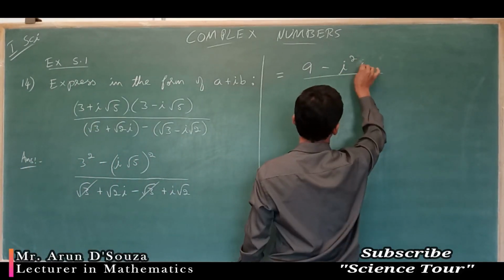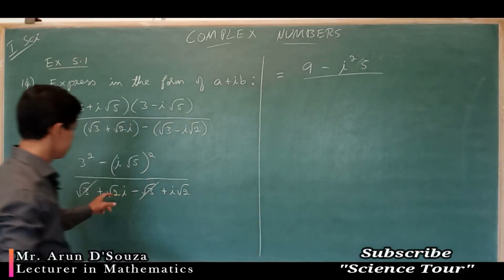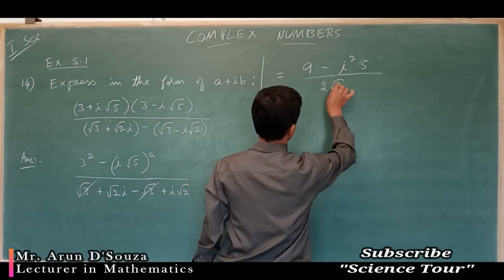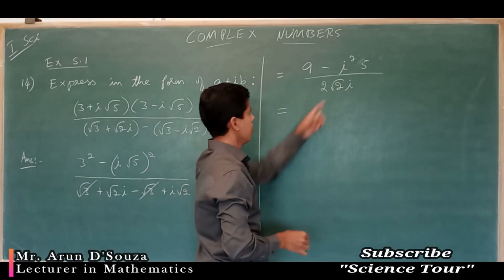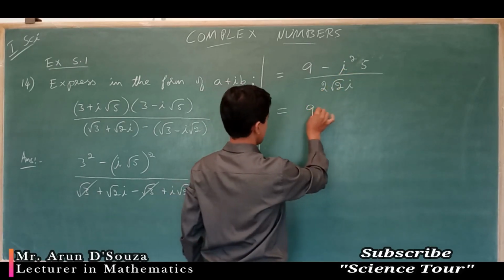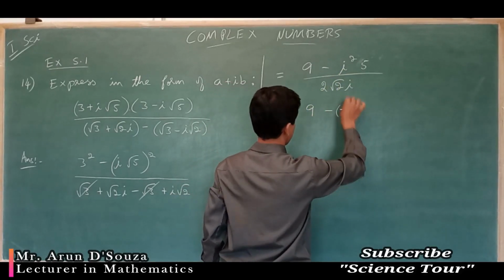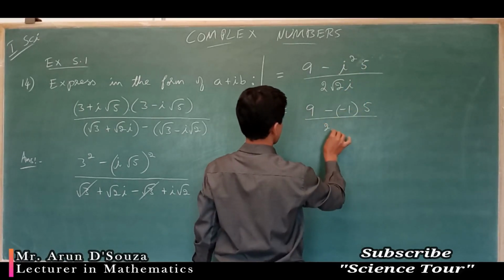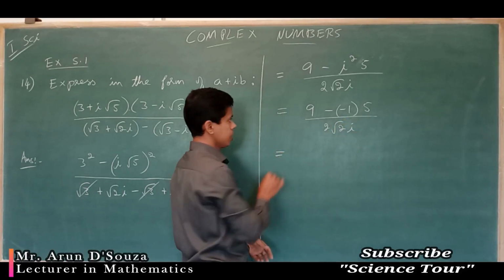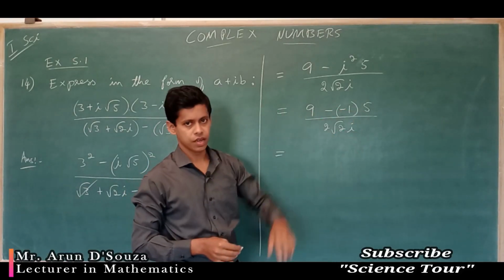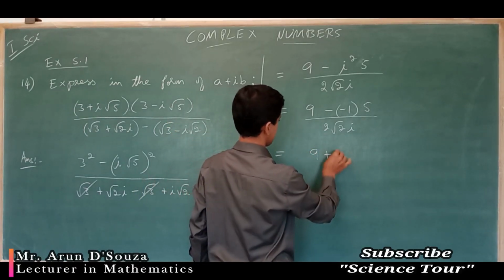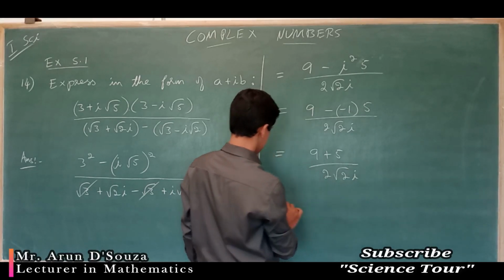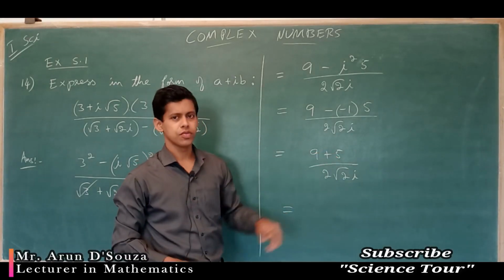Divided by. Now here this is root 2i plus root 2i, so 2 times root 2i. Well, now next replace i square, so this is 9 minus 1 in place of i squared, and this is 5 divided by 2 root 2i. So now what is happening here? 9 plus 5. So what is the next thing? 9 plus 5 is 14.